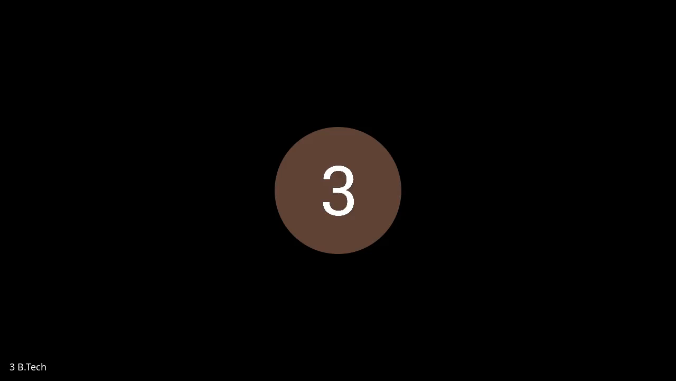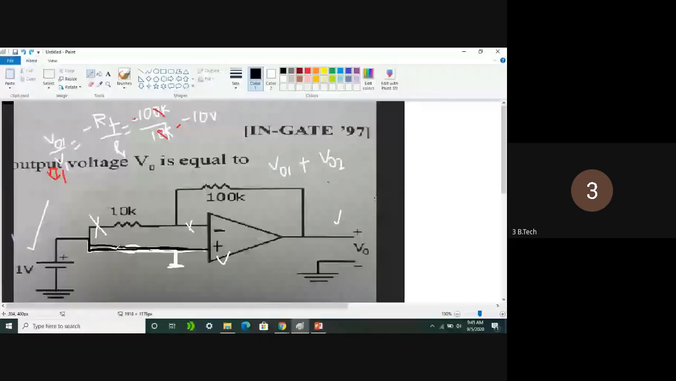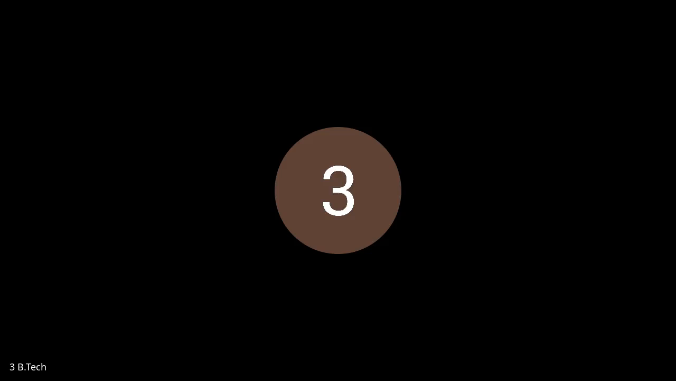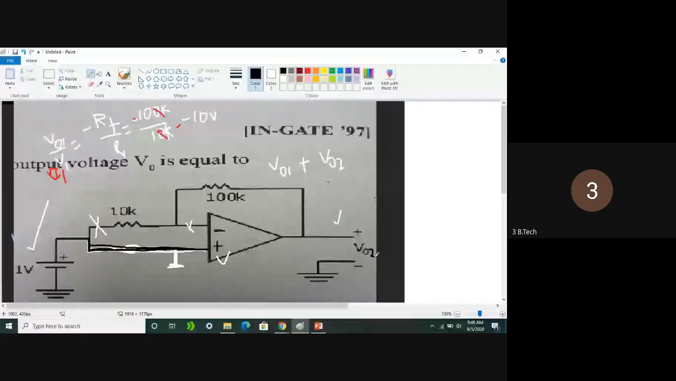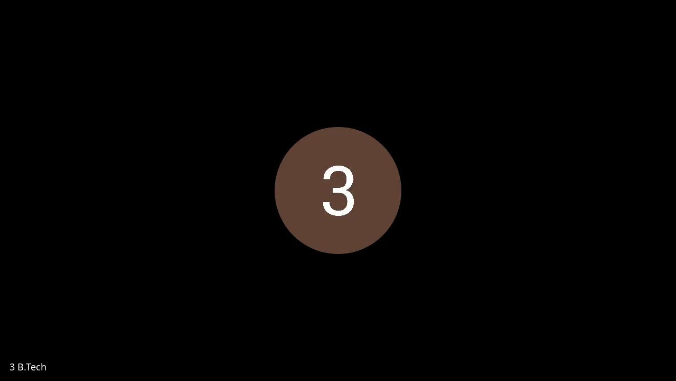Now tell me the input-output relation in non-inverting mode. Clearly we have the formula 1 plus Rf by R1. So here V in equals 1 volt. Then find V out 2. V out 2 you need to calculate. We got V01, that is while one source is acting, minus 10 volts. Now tell me what is V02.